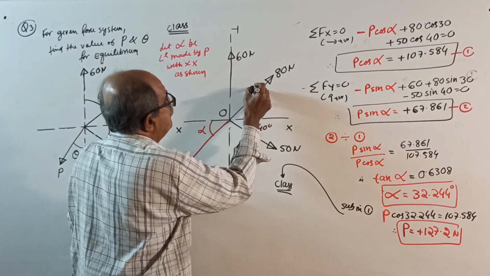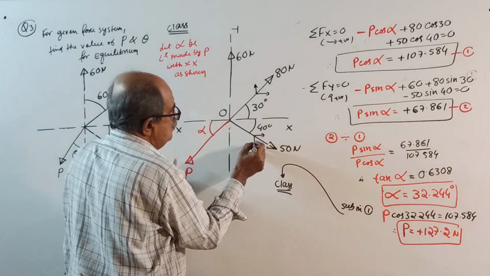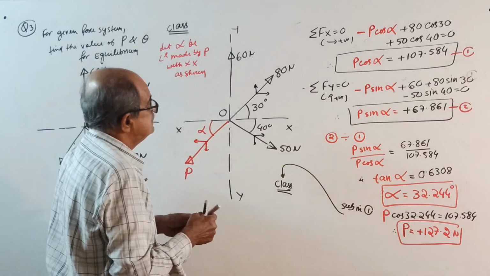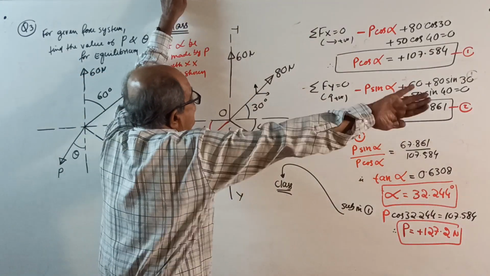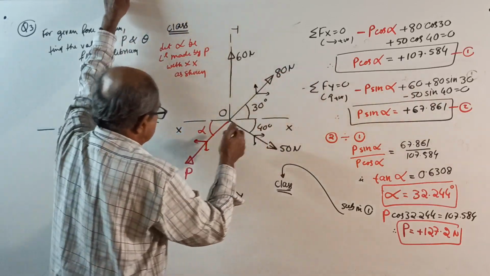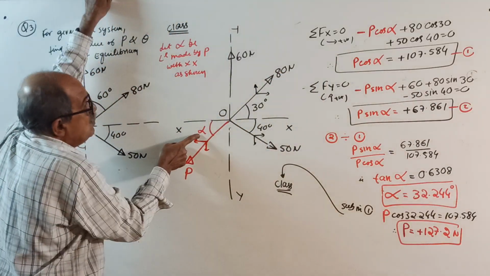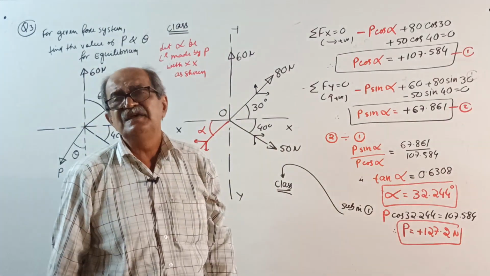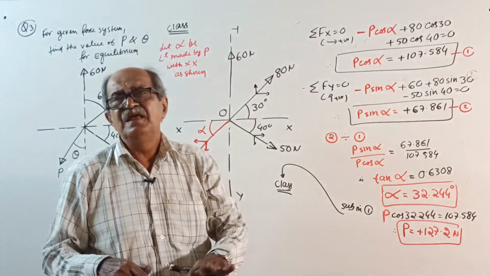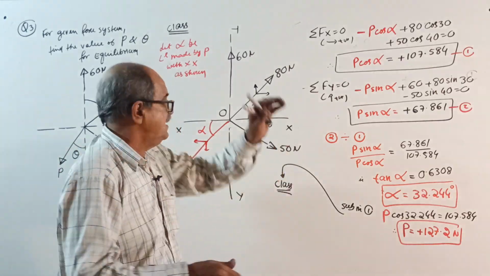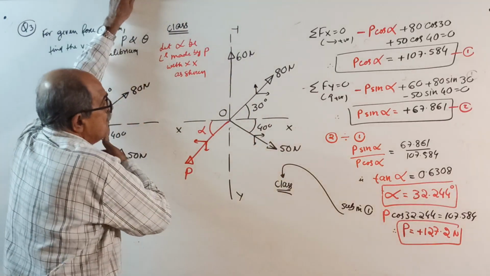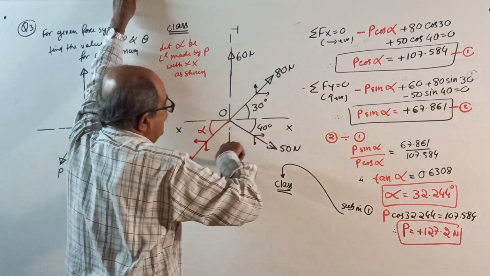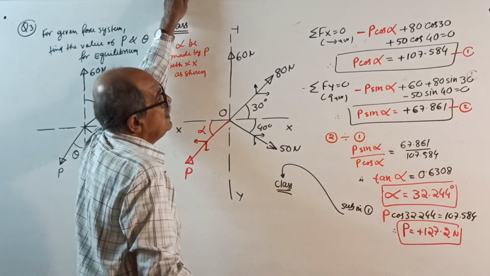Right and up, right and down, left and down. Start: plus 80 cos 30, but the unknown first: minus P cos alpha. Since all the angles are with xx, without seeing anything, x is cos and y is sin. Minus P cos alpha plus 80 cos 30 plus 50 cos 40 equals 0.